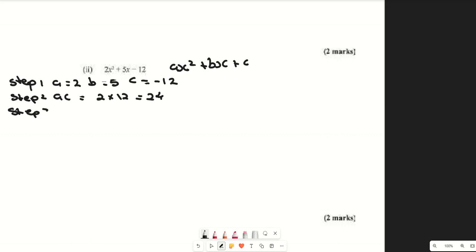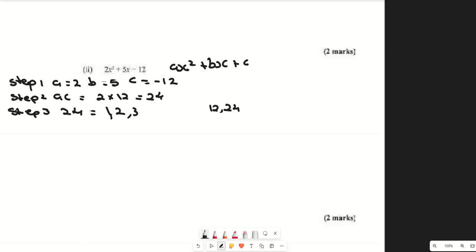Step 3, with 24, you find your factors of 24 via the pairing method. 1 multiplied by what would give you 24? 1 by 24. 2 by 12. Right, that's the next pair. 3 could go into 24, yes.